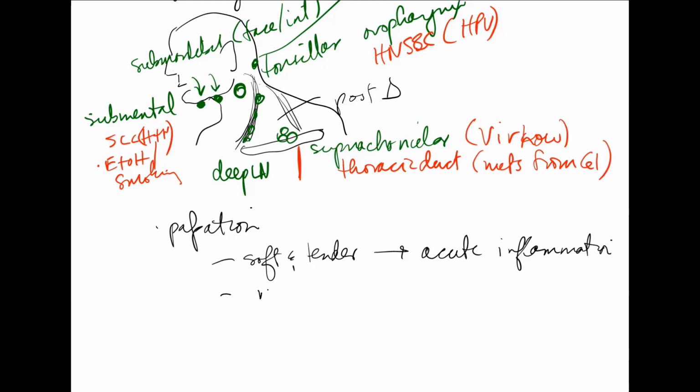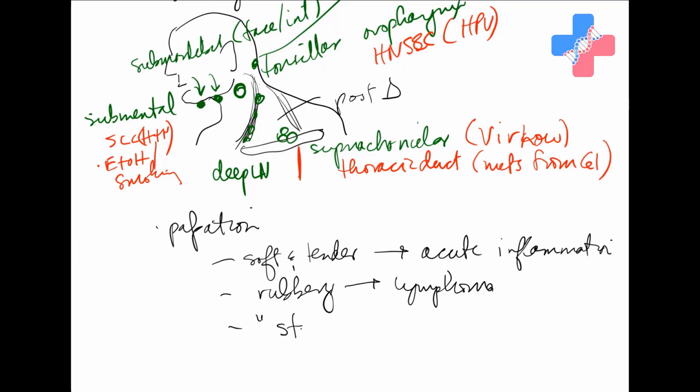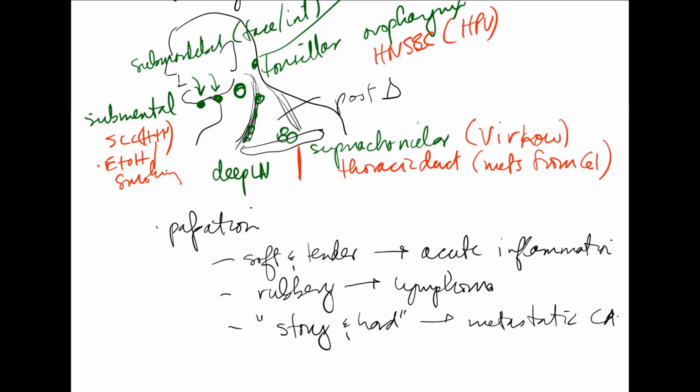The next pattern is rubbery, meaning it's solid like an India rubber ball with a little bit of give. And this is the classic description of a lymphoma. And then the last is called stony and hard. And this is the classic of a metastatic carcinoma, because these metastases tend to produce collagen, so-called desmoplasia, and so you're feeling the scarring of the collagen, giving it that hard palpation.